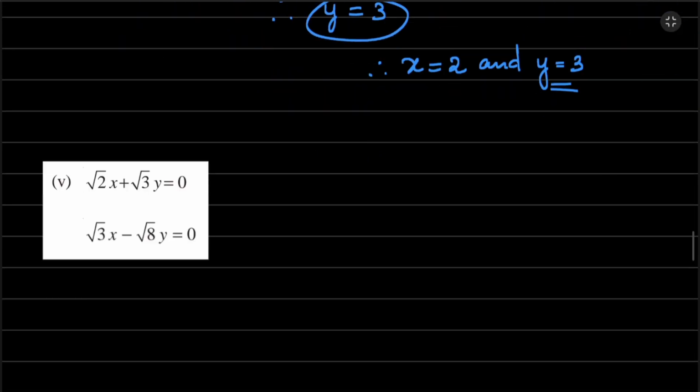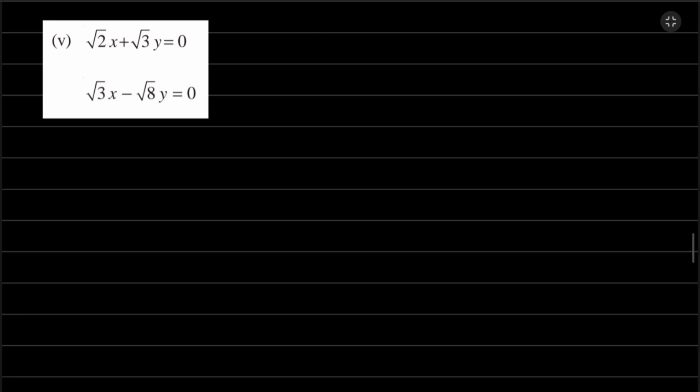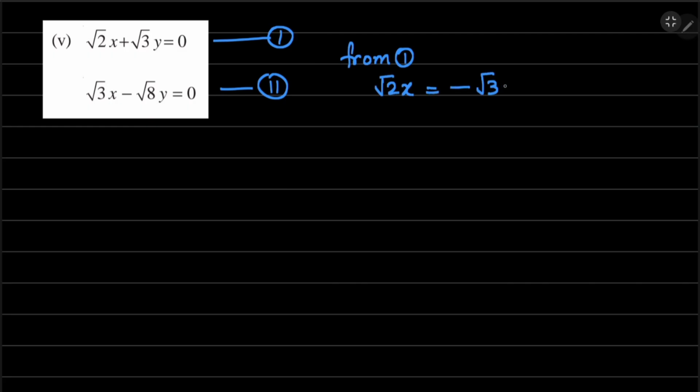So let's do the next question. The fifth question: root 2x plus root 3y equal to 0 and root 3x minus root 8y equal to 0. Let's do the same way. Mark the first equation as 1, the second equation as 2. So from 1, you can write root 2x is equal to minus root 3y. Right? And x is equal to minus root 3y divided by root 2. Let this be equation number 3.